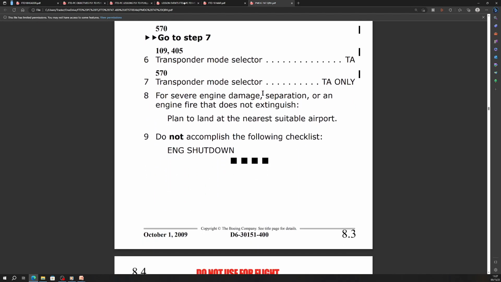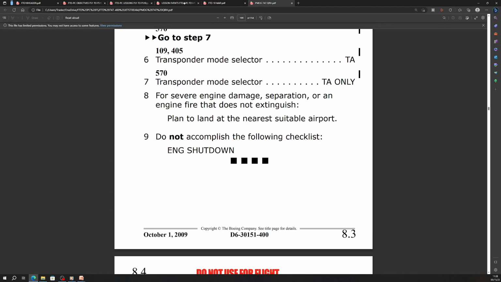And for severe engine damage, separation, or an engine fire that does not extinguish, plan to land at the nearest suitable airport. In our case, in the FTD, it is going to extinguish. Typically in the full flight, you're going to get problems that do not extinguish, especially when a second engine fails. And then that'll result in returning for immediate landing. Do not accomplish the following checklist: engine shutdown, and that completes the fire engine 3 checklist.